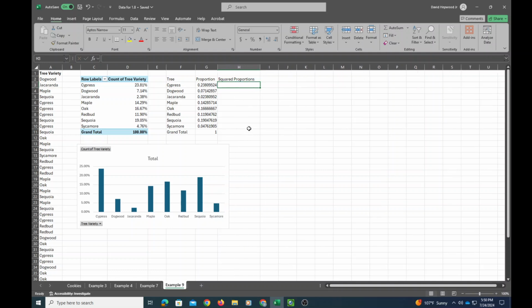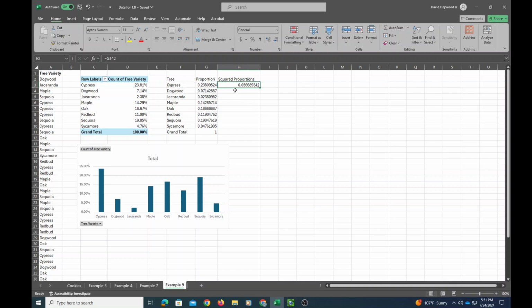And the way I'm going to get Excel to square the proportions is I'm going to click this cell, and I'm going to say equals, and I'm going to say that number, and then I'm going to do caret 2. The caret button is the 6 on your keyboard. So if you hold down Shift and hit 6, you'll get that caret symbol. And this means that we're going to square the cell G3, right, which is the one that I selected. So I'll hit Enter. Okay, and this is this number squared.